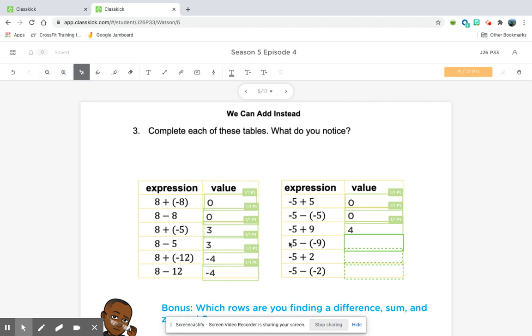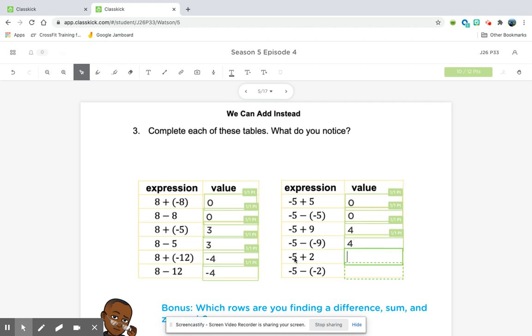And then -5 minus -9. Ooh, that one's tough. You might want to type this one into your calculator. We're going to learn the rule in a second. But take a second, see if you can get this one. What you should get is also 4, right? And your pattern might have helped you there too.